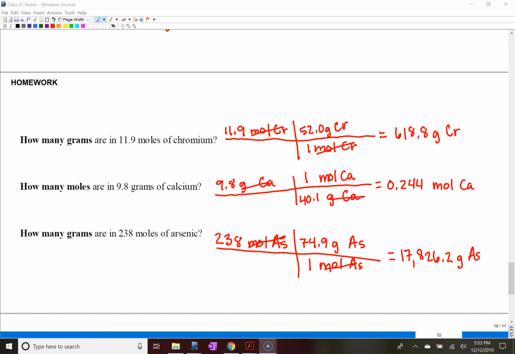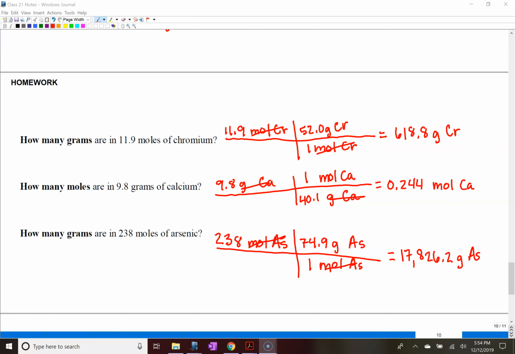How many grams are in 11.9 moles of chromium? 11.9 moles of chromium is our given, so that's going to go in our upper left box. I'm going to carry down moles of chromium, and I'm going to carry up grams of chromium. From the periodic table, I'm going to find that the definition for 1 mole of chromium is that it has a mass of 52 grams. And so that's going to give me 618.8 grams of chromium.